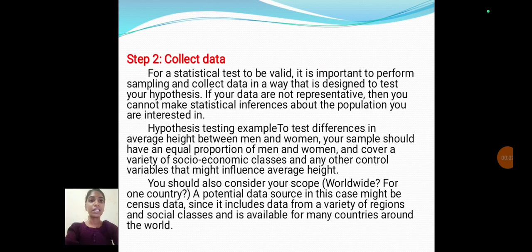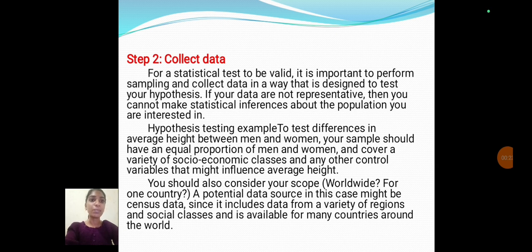Step 2. Collect data. For a statistical test to be valid, it is important to perform sampling and collect data in a way that is designed to test your hypothesis. If your data are not representative, then you can't make statistical inferences about the population you are interested in.